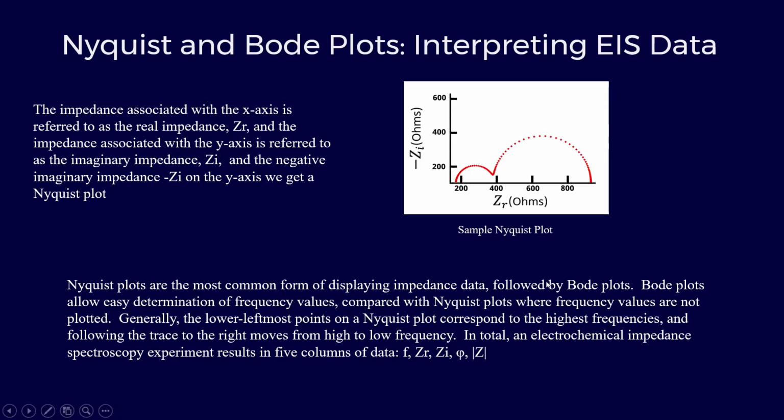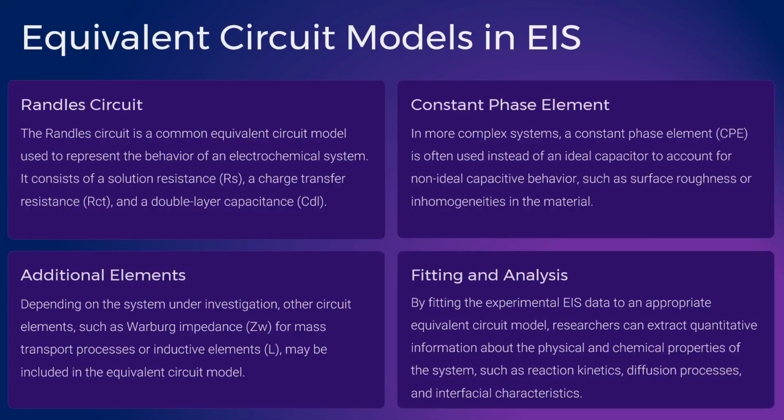In total, an electrochemical impedance spectroscopy experiment results in 5 columns of data: F, that is frequency; ZR, the real impedance; ZI, the imaginary impedance; phi, the phase angle; and the modulus of Z, the resultant impedance. After getting the plot, data interpretation, we go on to circuit modeling.